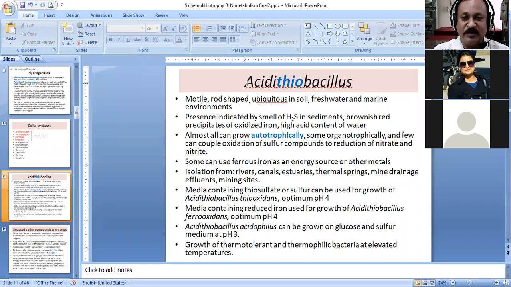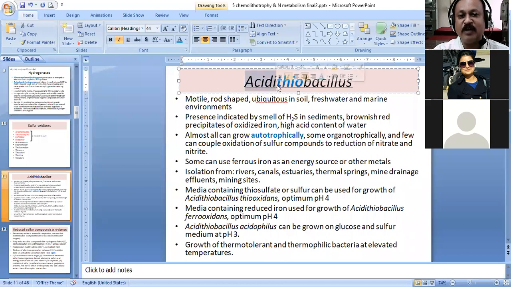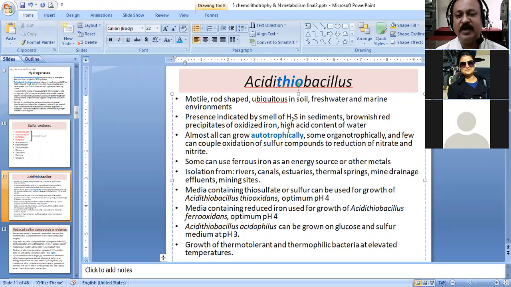So therefore this word is written here, acidy. Thio stands for the fact that these organisms can oxidize sulfur compounds. Thio stands for sulfur. Sulfur compounds are oxidized, and because it is a rod-shaped, aerobic organism, it is called bacillus. So Acidithiobacillus is a motile rod-shaped organism. It is quite ubiquitous in nature. It may occur in freshwater environment as well as marine environment, but usually it is present in acid contaminated soils, especially where there are ore deposits.